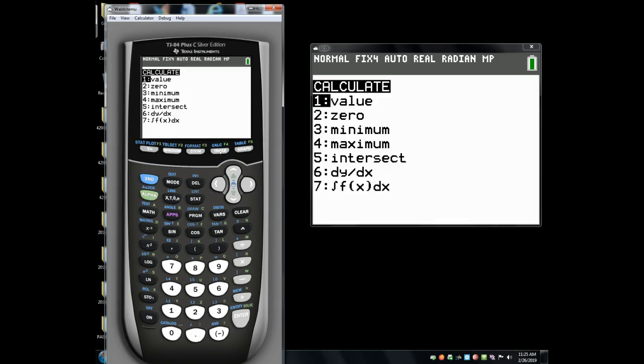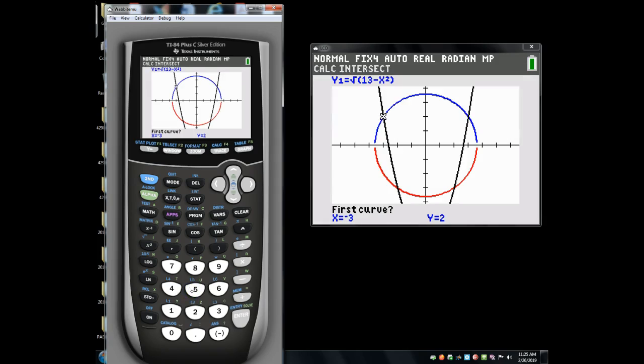Okay, let's do the third quadrant. Second, Trace is Calc. Then Intersect is 5. And then I want the first curve. Well, in the third quadrant, it's red with black. So I don't want blue, down arrow. I want red, enter. I want black, enter. And the guess, well, I'm close to that root, so just hit enter. And (-2, -3) is in the third quadrant. Perfect. That's it. And that's one of the answers we got.